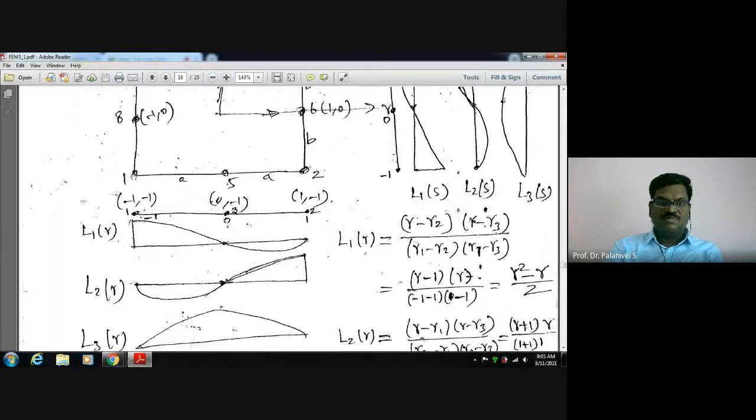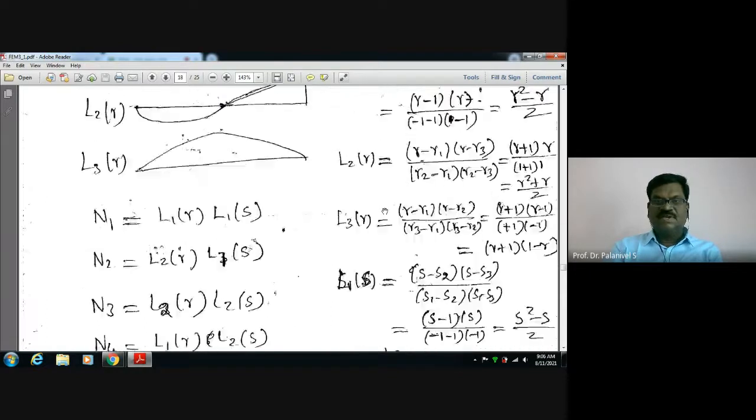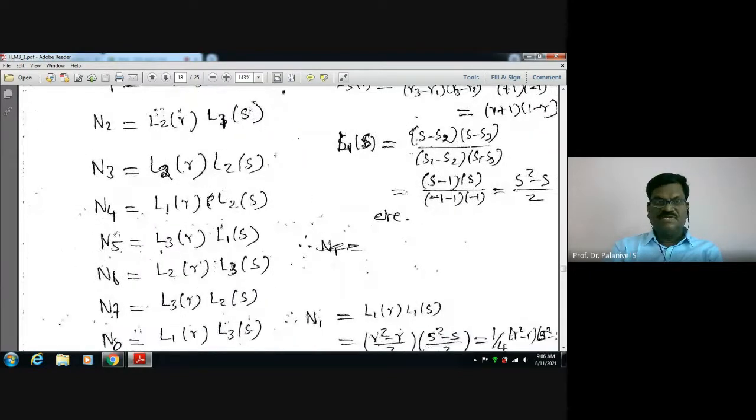I told you, suppose for node 1, N1 you want to write. Come here, the unit value is there, so therefore L1R. From node 1, go in the horizontal direction, here the unit value is there, so therefore L1S. Likewise, you have to multiply these two. This way superposing is done. Thus, we obtained the shape functions for the rectangular element, all the 8 nodes.